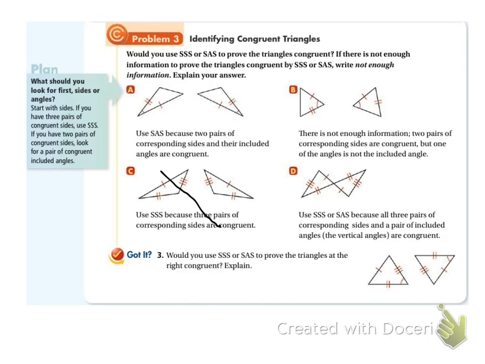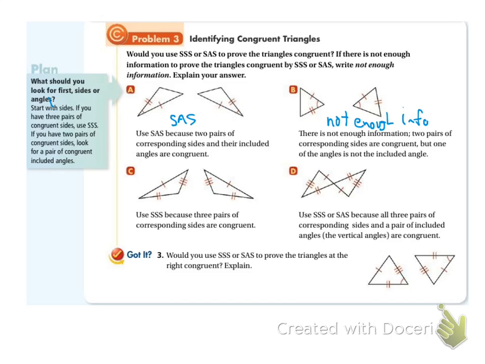Okay, identifying congruent triangles. So we're going to look at these pictures and see if I can say that the triangles are congruent. So if I look at A here, I have side, angle, side. So I can say these triangles are congruent by SAS. Oh, because it also matches up to side, angle, side over here as well. If I look at B, I have side, angle, side. But if I go over here, I have side, angle, and then my side's over here. It's not right there where I need it to be. So I can't say that these are congruent. So not enough info.